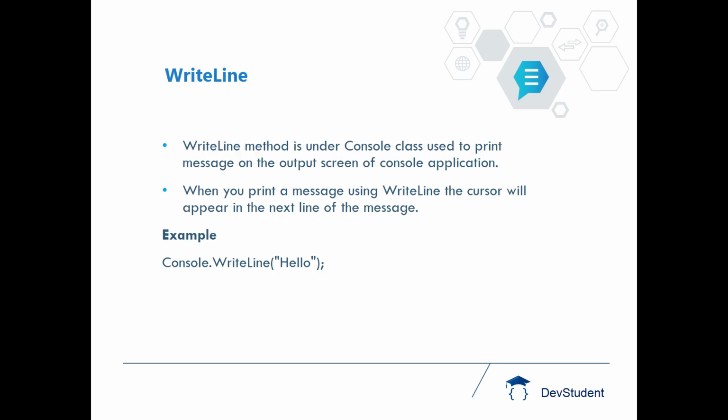The next method is WriteLine. The WriteLine method, under the Console class, is used to print a message on the output screen. When you print a message using WriteLine, the cursor will appear in the next line after the message is printed. The code looks like this: Console.WriteLine. In the double quotes, you have to mention the message. For example, hello here. So hello will be printed on the output screen, and the cursor will be in the next line.